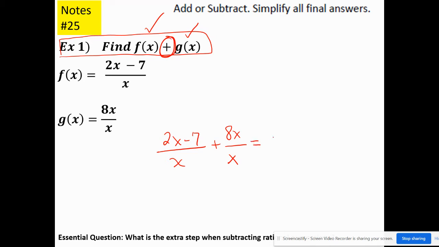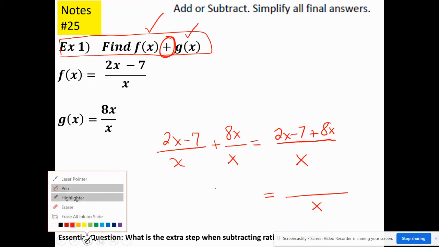So what we're going to do is check. Same. So you put the denominator in, just like we did with 7, 7, 7 at the beginning. And now we're going to combine the top, 2x minus 7 plus 8x. So we just put all the top together. Now we have to combine like terms. We keep that x. So what are like terms? Let me grab a highlighter.